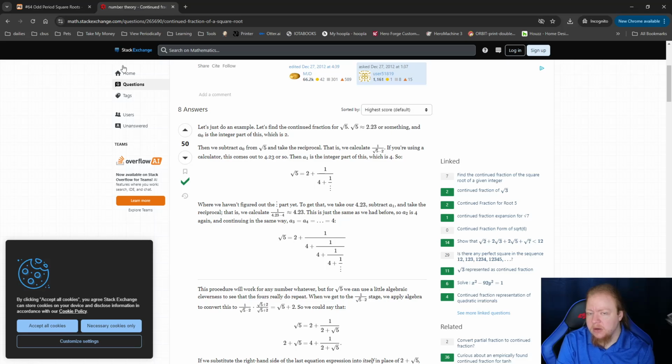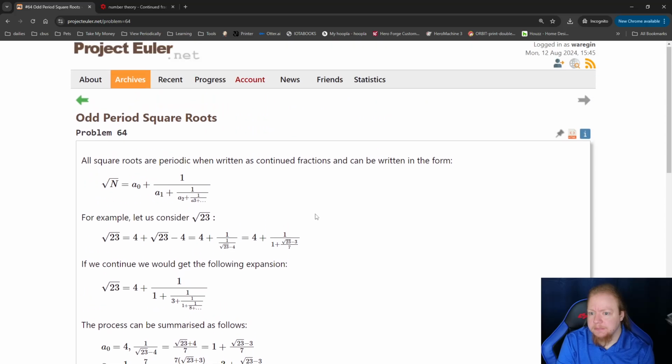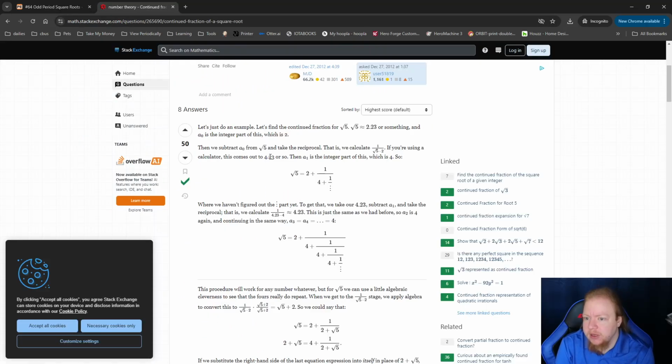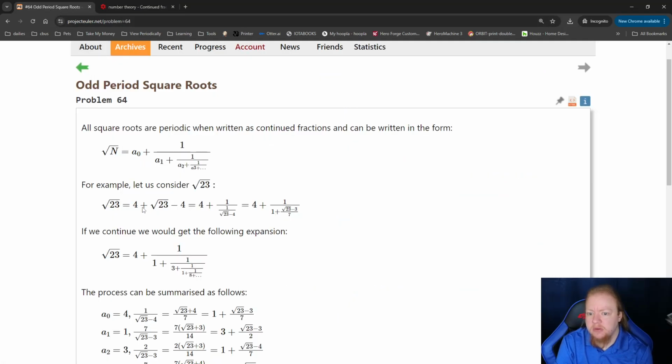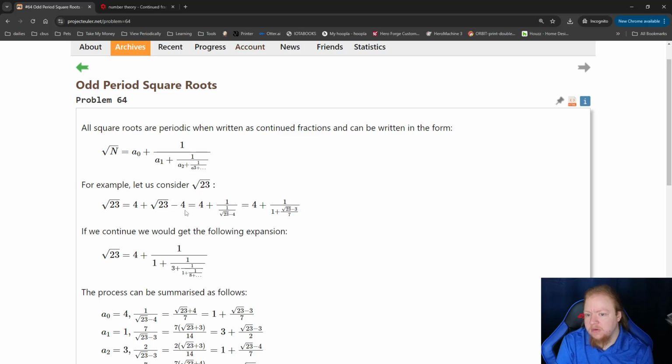Okay. So going back to our square root of 23, if we do this same thing, the a of 0 is the 4. And then square root of 23 minus 4, and then 1 over that.